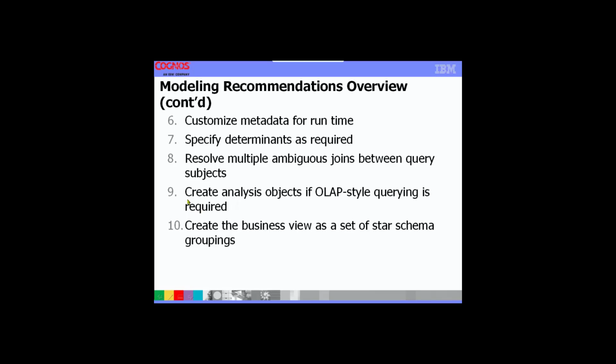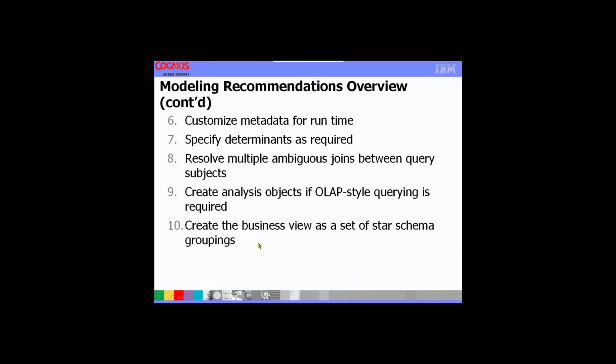And then 9 is create analysis objects. So that's the DMR piece that I was showing you before. So if you are absolutely required to go against a relational source and do this type of analysis, well then you would apply the DMR and provide dimensional information to your model. And then finally is create the business view as a set of star schema groupings.